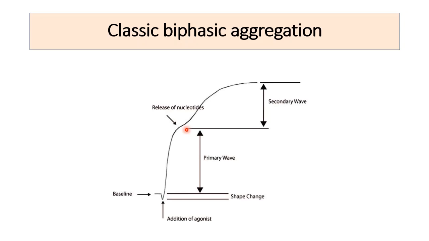So you add agonists, platelets get activated, and they also further release agonists from the dense bodies, and that forms a secondary wave. So this is how a normal platelet aggregation curve looks, which is a biphasic aggregation.